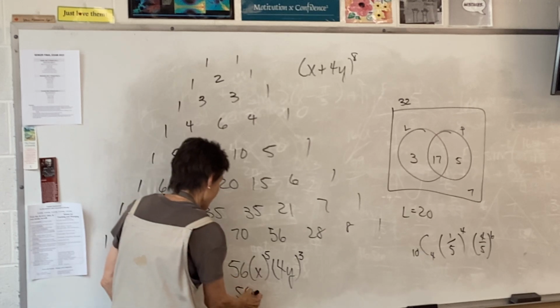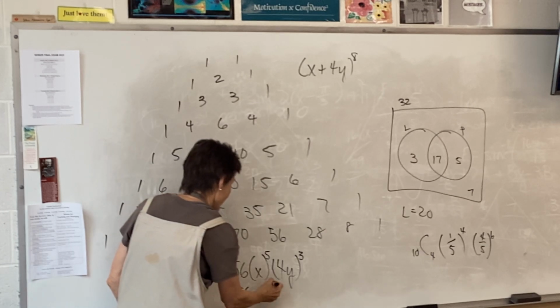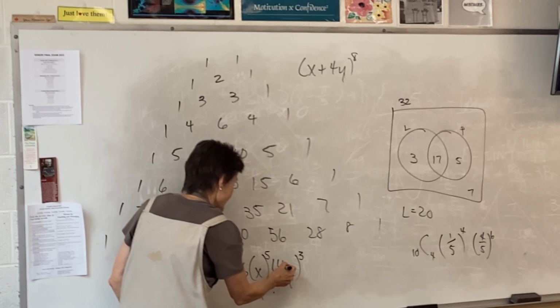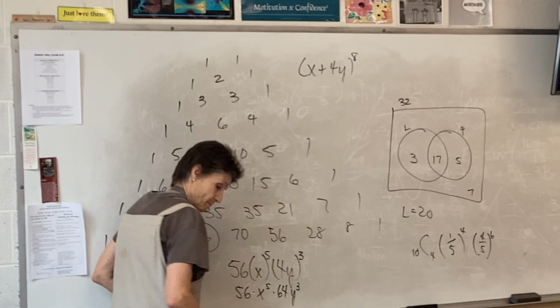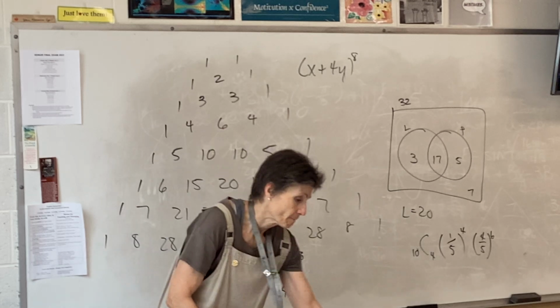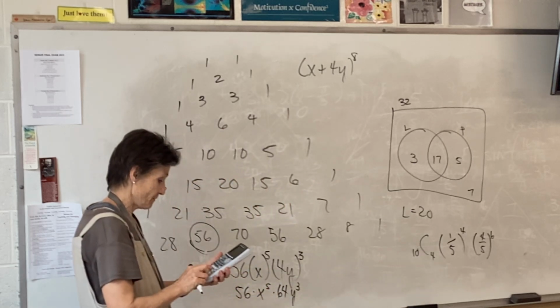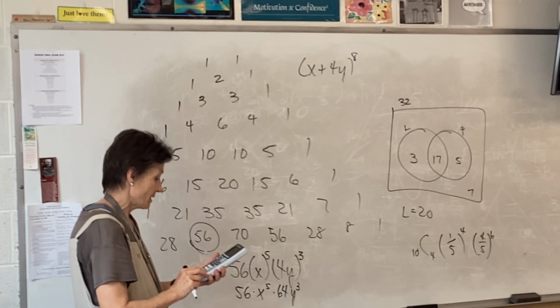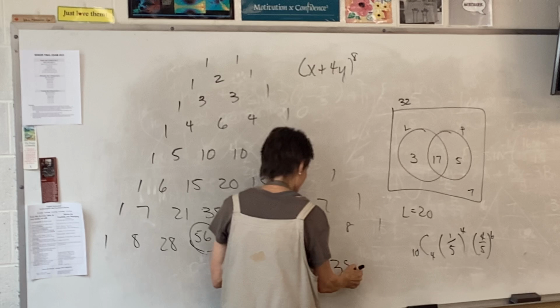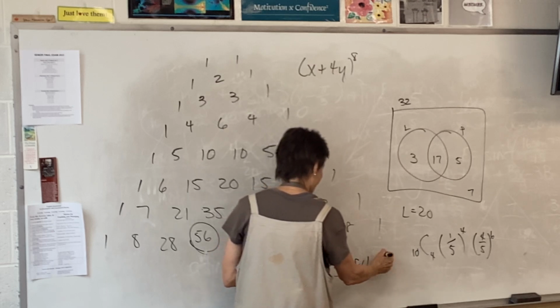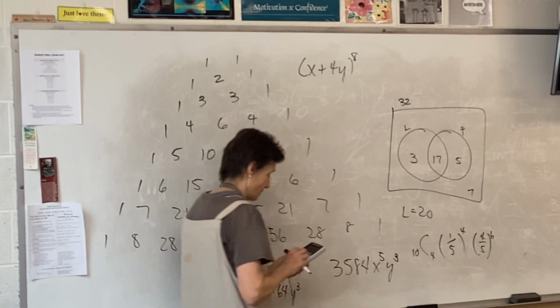So I've got a 56, I've got an x to the 5th, and I've got a 64 y cubed. So 56 times, it's all multiplied. So 56 times 64, the answer is 3,584 x to the 5th y cubed.